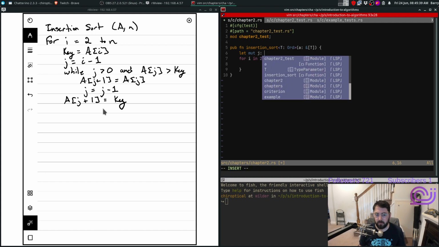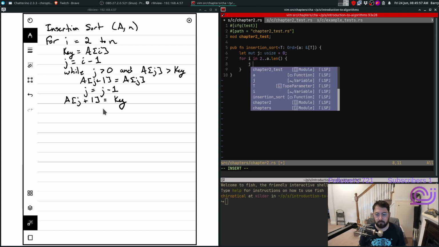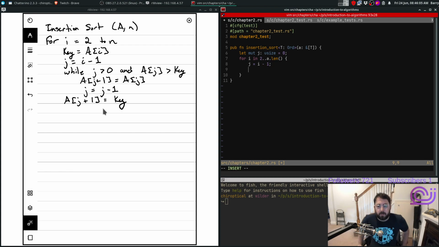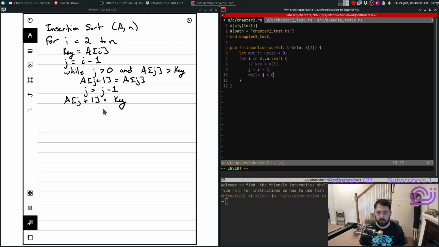So this thing is going to probably be some kind of integer. I don't know what though. Maybe it's just a usize, and it can start at 0. Okay. And then let's put like key equals A sub I like this. So there's no reason for us to have that key there, I don't think. All right. Do we have while loops? So J is greater than 0.